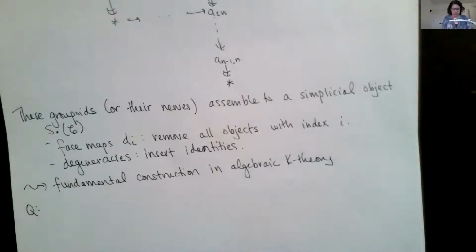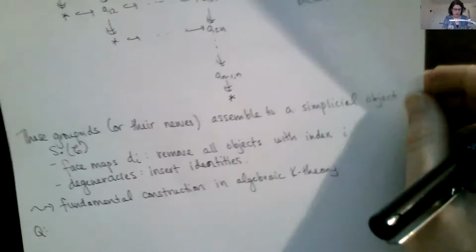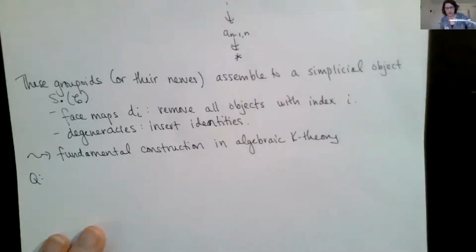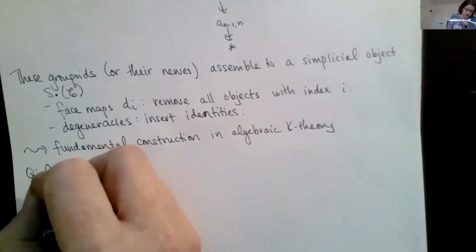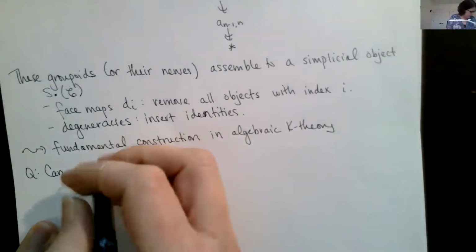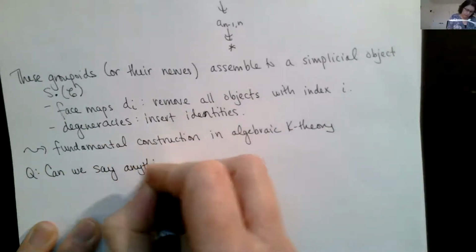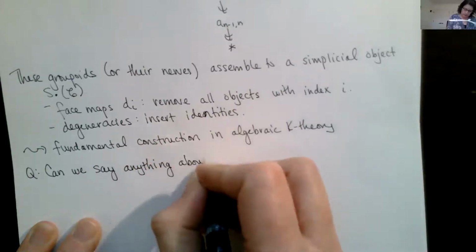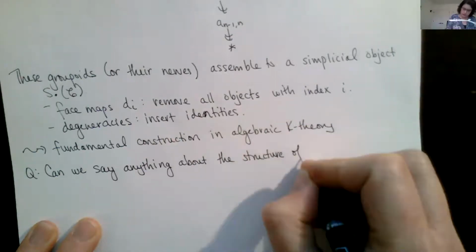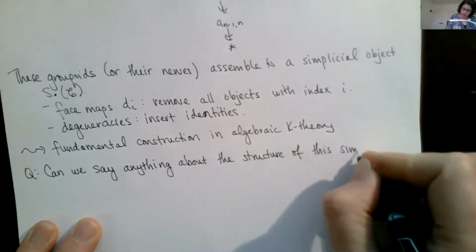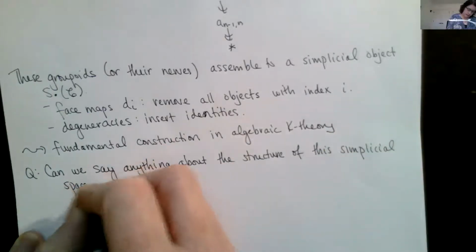From now on, I am going to just implicitly be replacing these groupoids by their nerves, so they're simplicial sets. You can geometrically realize them to think about spaces if you prefer. That will not really affect too much. So can we say anything about the structure of this simplicial space?